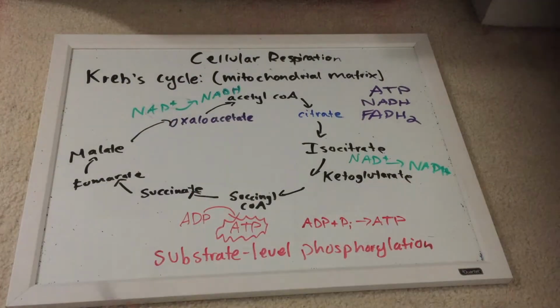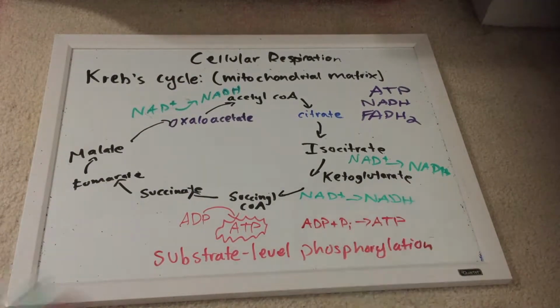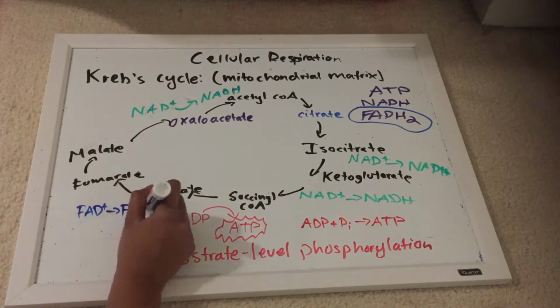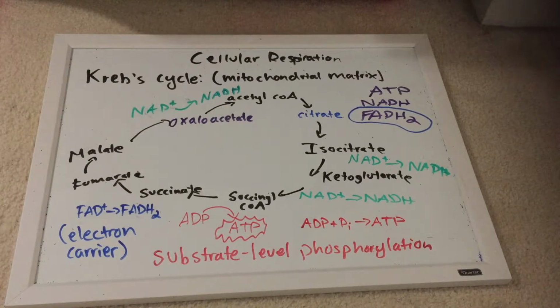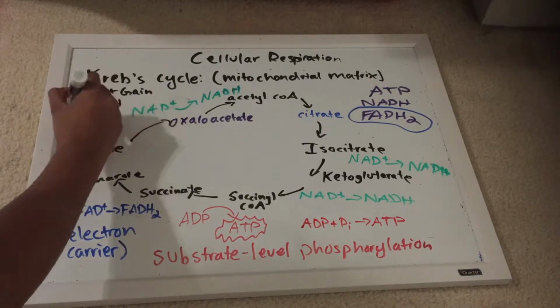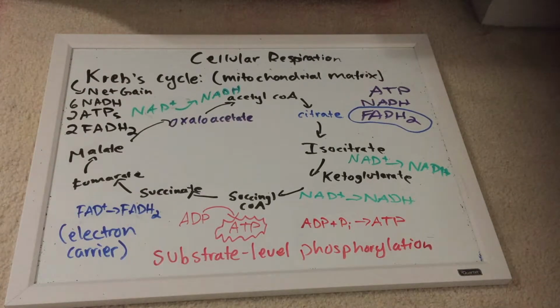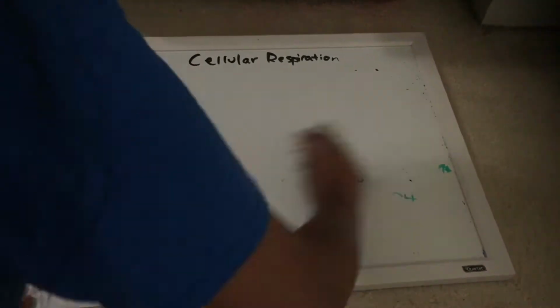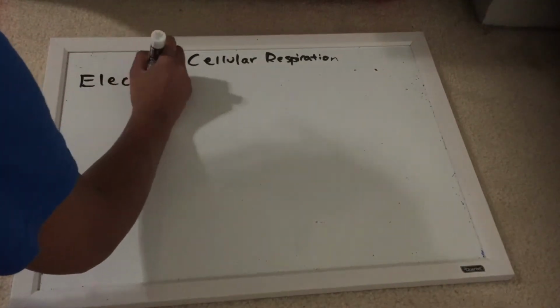NADH is produced at 3 different locations along the cycle, and another electron carrier that's produced is FADH2. This holds less energy than NADH. A total net gain of 6 NADH, 2 ATPs, and 2 FADH2 are produced in the Krebs cycle. CO2 is released as waste.